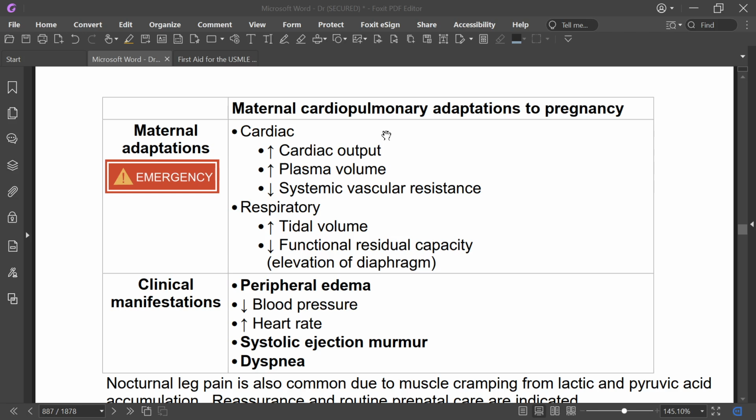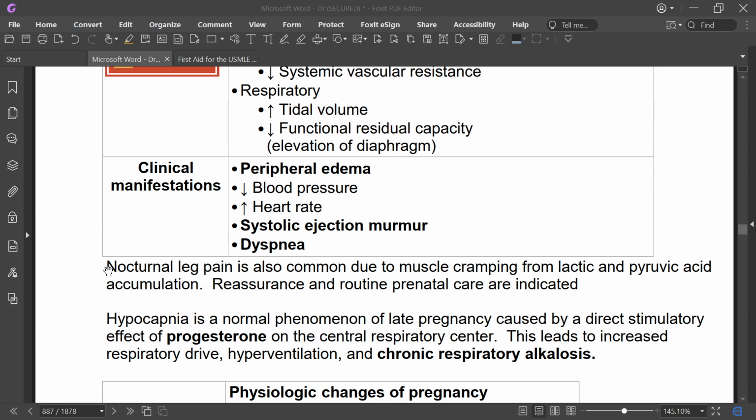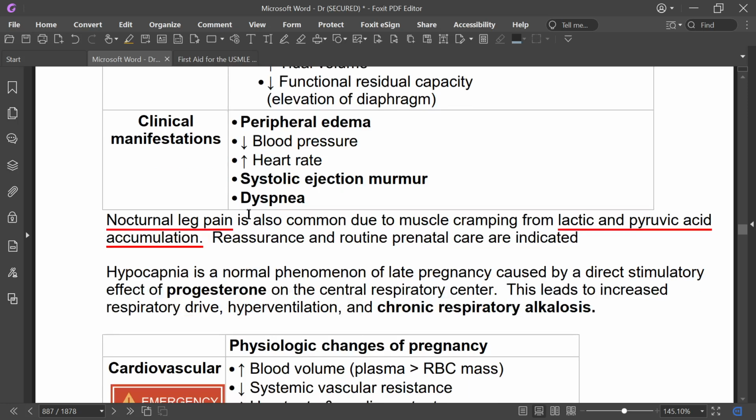What are the clinical manifestations? There may be peripheral edema, low blood pressure, high heart rate, systolic ejection murmur, and dyspnea. Nocturnal leg pain is common due to muscle cramping from lactic acid and pyruvic acid accumulation. Reassurance and routine prenatal care are indicated.